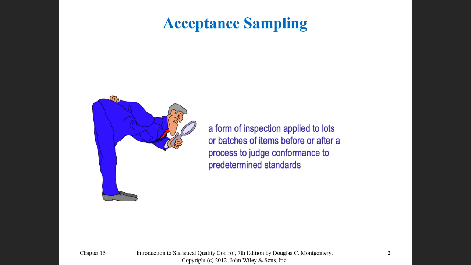So the acceptance sampling is inspection. It is an inspection process for the batch. The batch means the group of material that you are entering to your process to produce your lot.